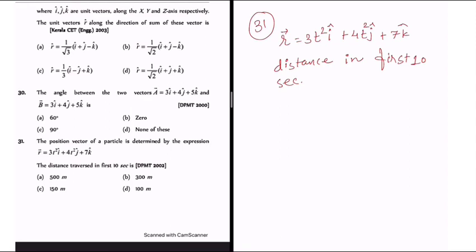So first of all you write like this: vector R is given 3t square i cap, 4t square j cap and plus 7k cap. Okay, first you write this at t is equals to 0. What is value of R1? R1 you can call it initial position. 0 i cap, 4 into 0, 0 j cap, but 7 k cap. So R1 is 0, 0, 7.